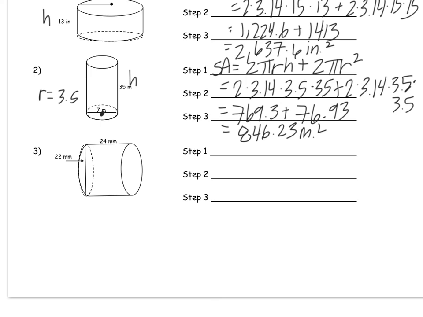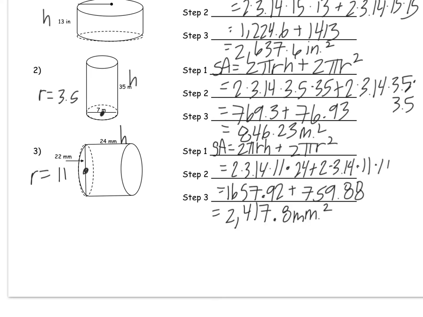Alright, so last example, you try it, then check your work with mine. Alright, so you should have gotten 2,417 and 8/10 millimeters squared.